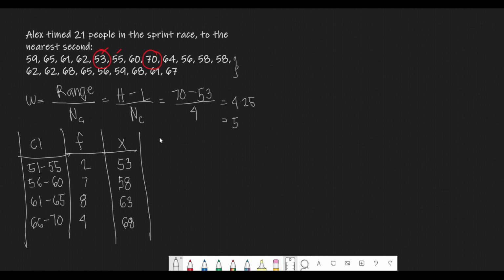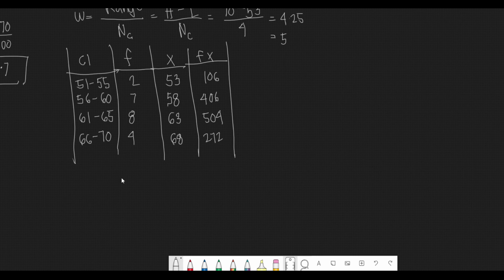The next thing we need to do is to multiply f times x. So f times x is equal to 106. The first row is 106. 406. 504. 272. The next step, if you still remember, that would be the summation of these two columns, okay? So the summation of f would give us a result of 21, and this would give us a result of 1288.